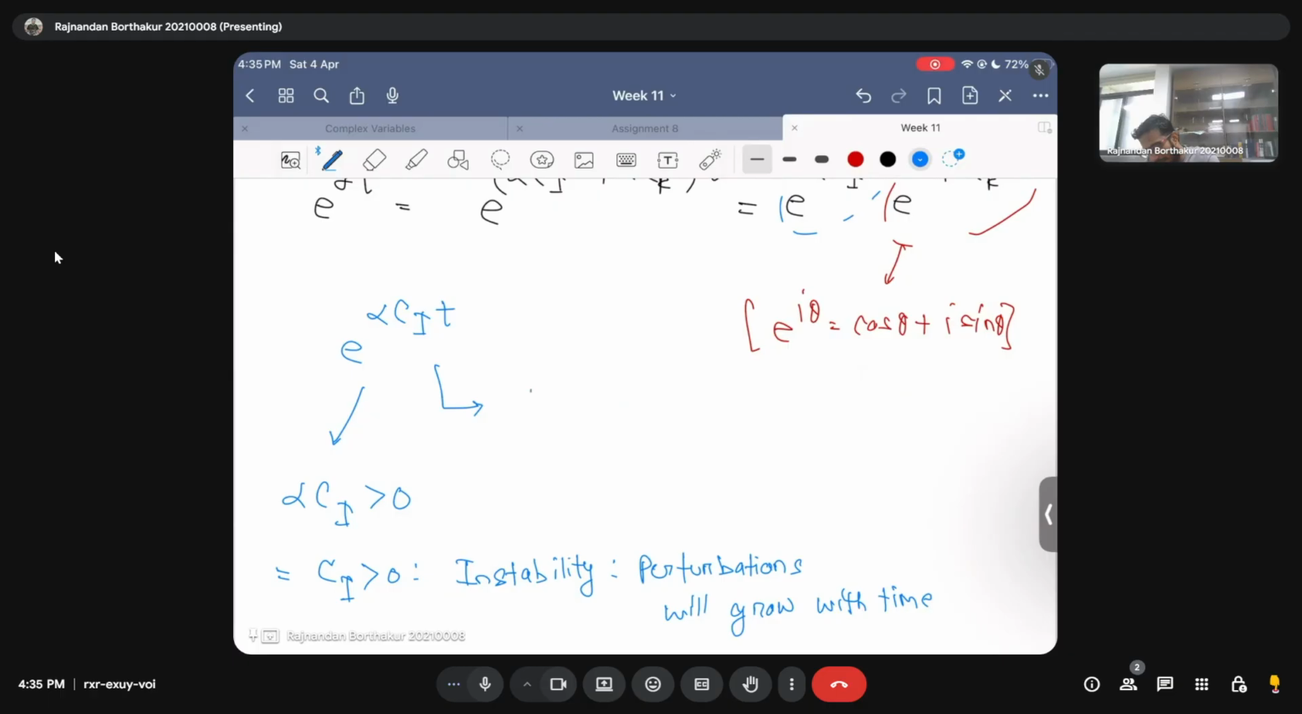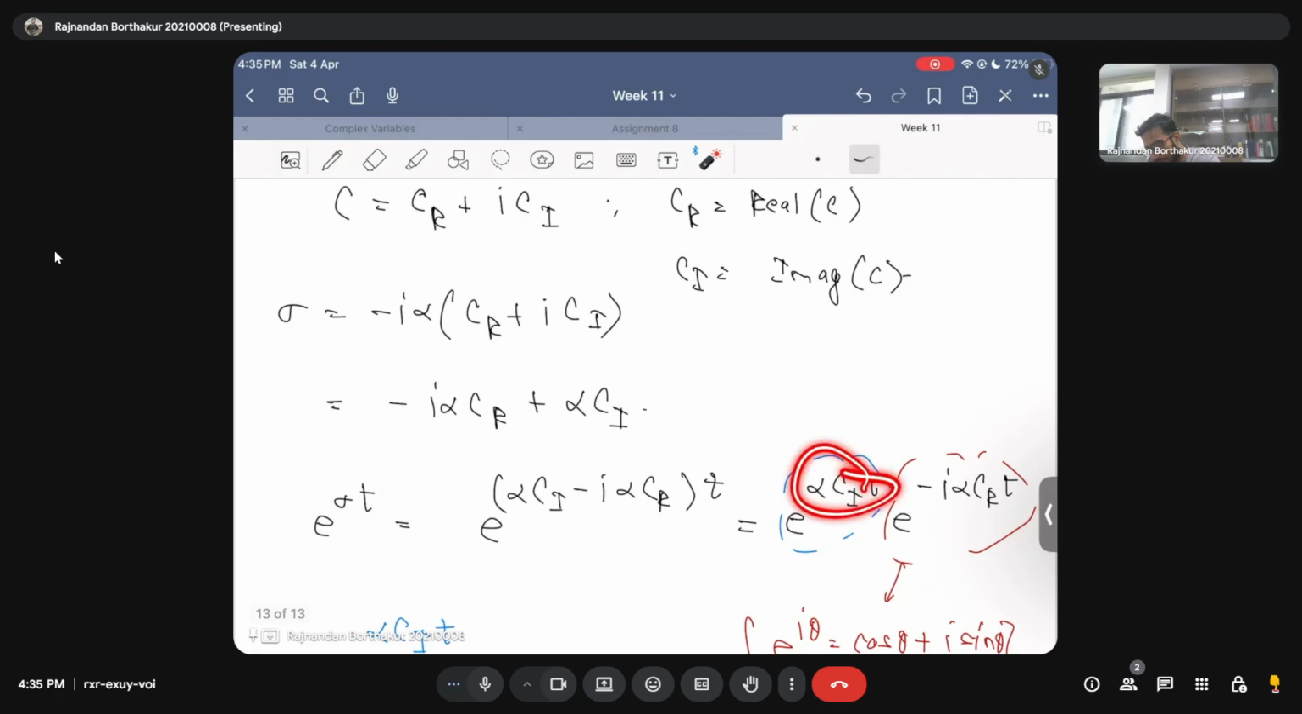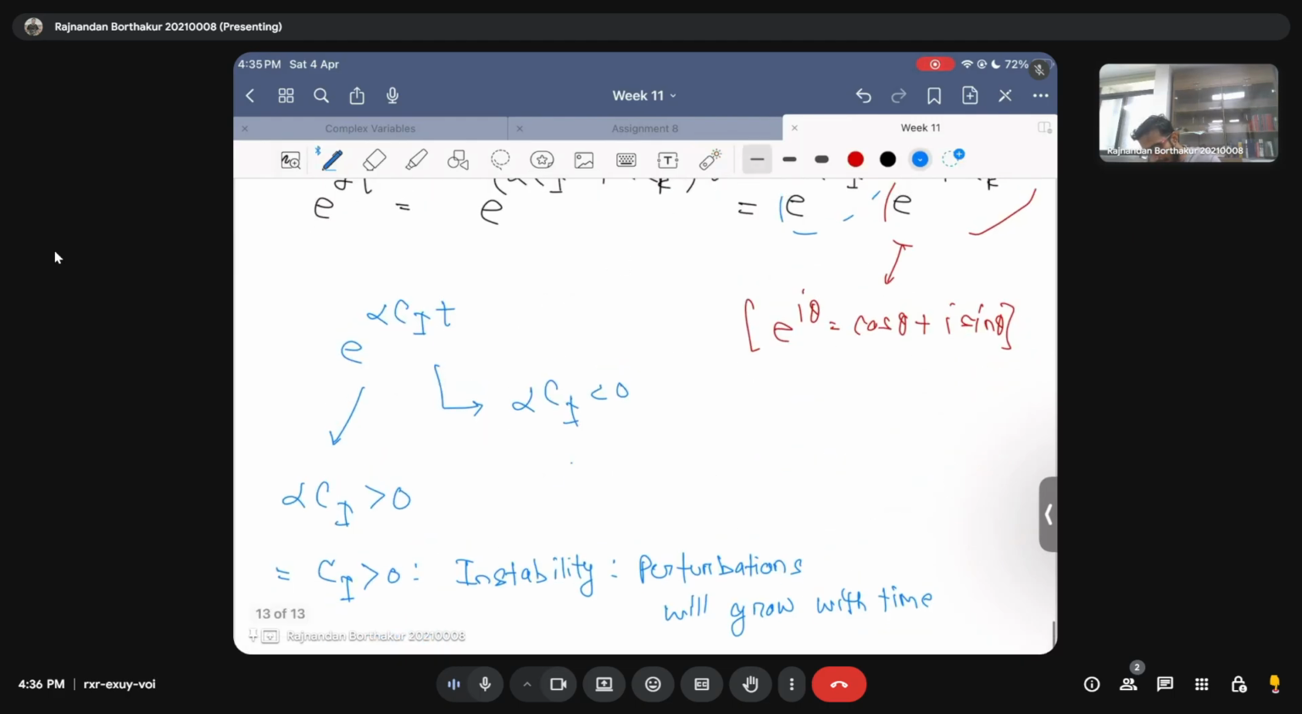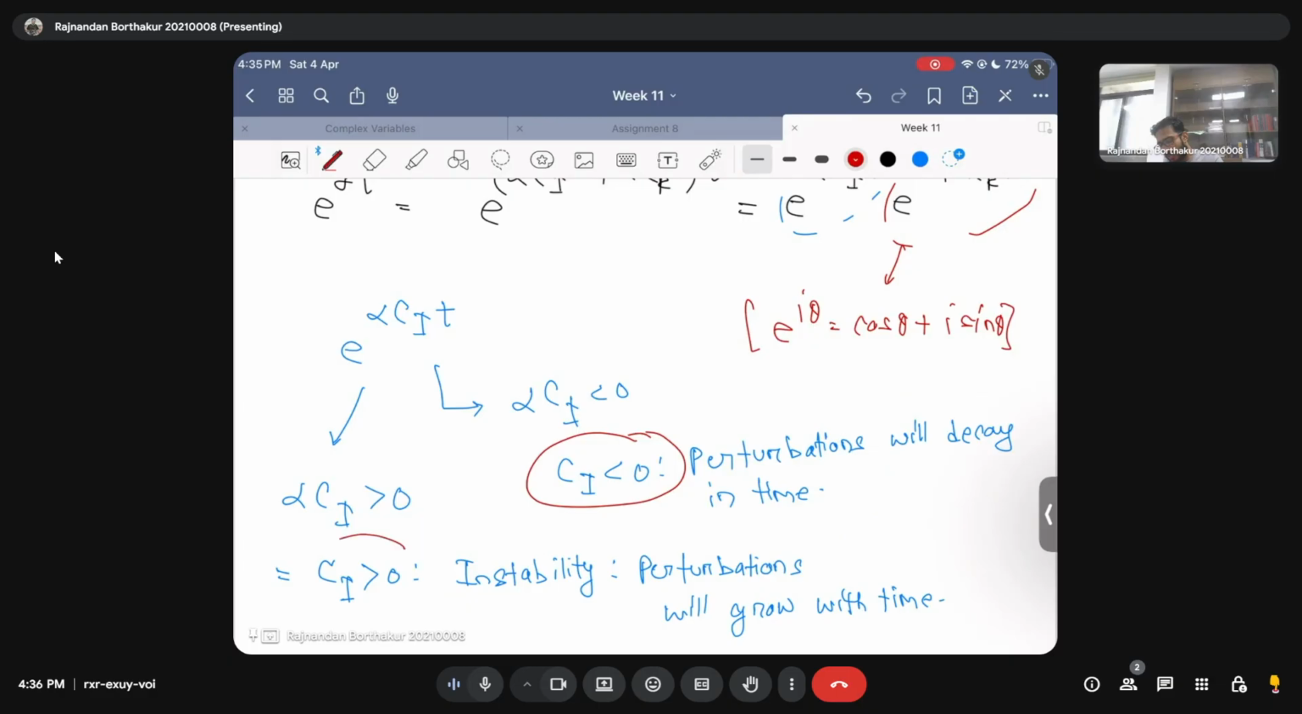On the other hand, alpha ci less than 0 means that this quantity is going to be negative, which means that ci is basically less than 0, and it says that this is a stable system, which means that my perturbations, if you add a perturbation to the base state, will basically decay with time. Okay. So this means that my perturbations will decay in time.